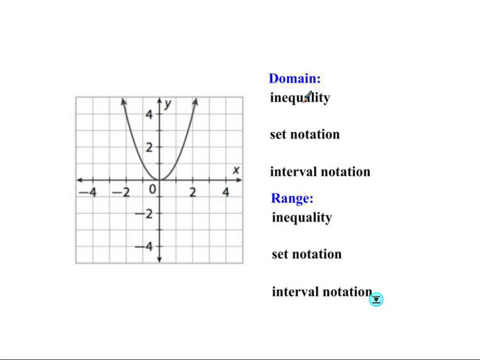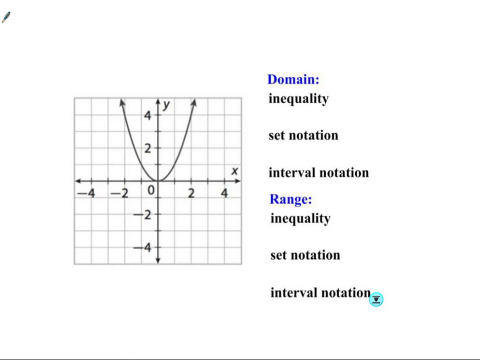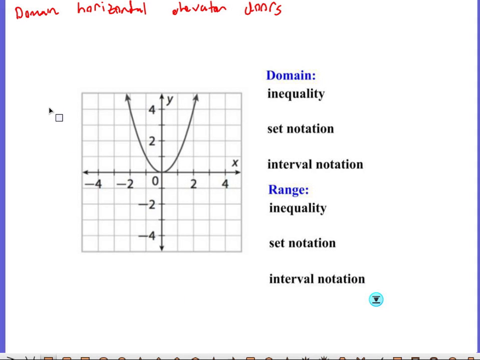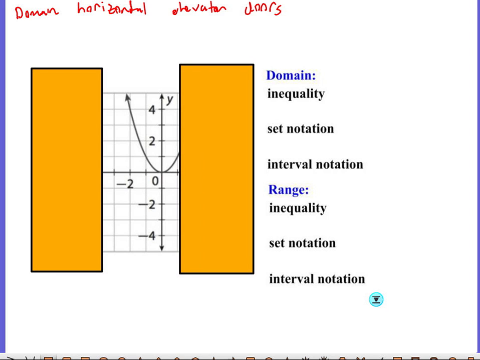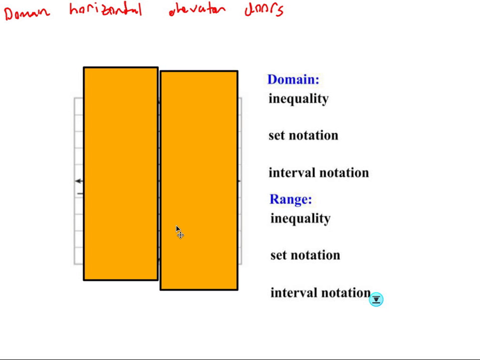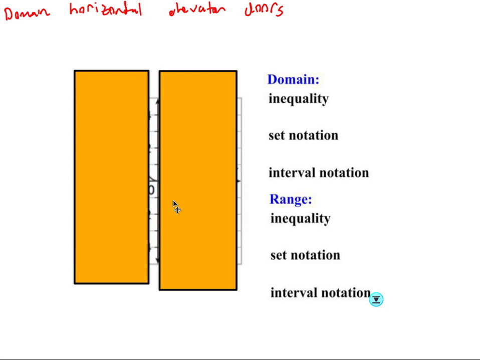So again, looking at this graph, we want to find the domain and we want to find the range. So remember, the domain, we're using horizontal elevator doors. Okay, so let's go ahead and draw our doors. Horizontal elevator doors. There we go. Let's close them. Now, here's the important part. Let's open the elevator doors just enough so that the function can pass through.